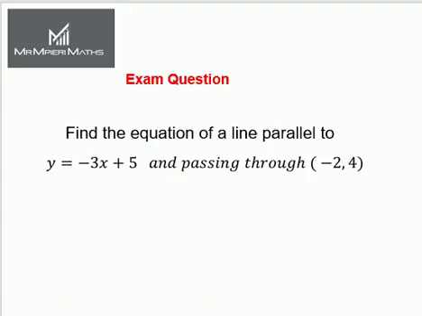This is the exam question. Find the equation of a line parallel to y equals minus 3x plus 5, but passes through the point minus 2 and 4. This is a typical exam question. Now, they gave you this coordinate so we can work out the precise value of c. That's what this coordinate is here for. Have a go. Press pause, and when you're done, press play.